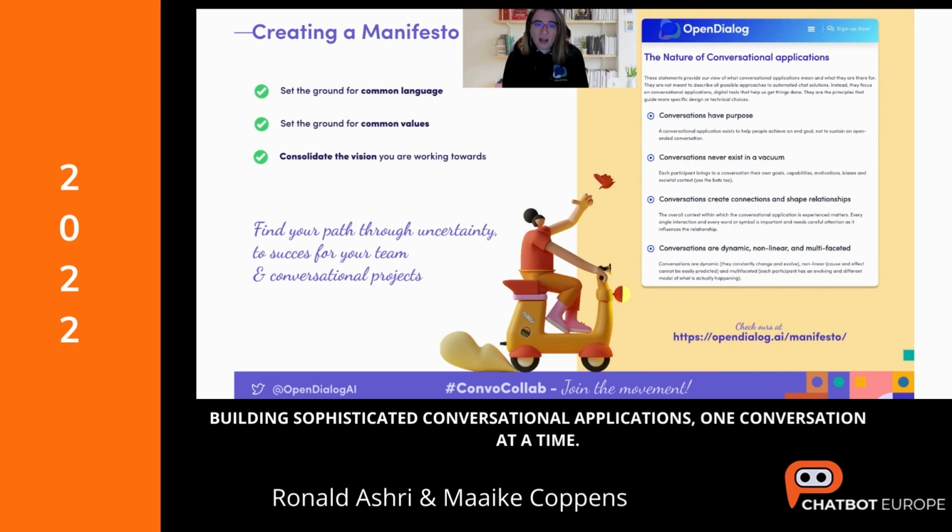in. That is why at Open Dialogue, we created a conversational manifesto very early on. It presents 6 core principles around what is the nature and purpose of conversational applications and 6 design principles. Statements such as conversations have a purpose, or conversations are dynamic, non-linear, and multifaceted, or conversations should be safe and private, set the ground for a common language and a vision around the nature of the thing we are going to build. Just like a common set of values help a team to find its path through uncertainty, these conversational values do the same for our conversational projects. You can check out our manifesto by visiting opendialogue.ai/manifesto, but really we encourage you to create your own, and create your own common language with your users and your stakeholders.